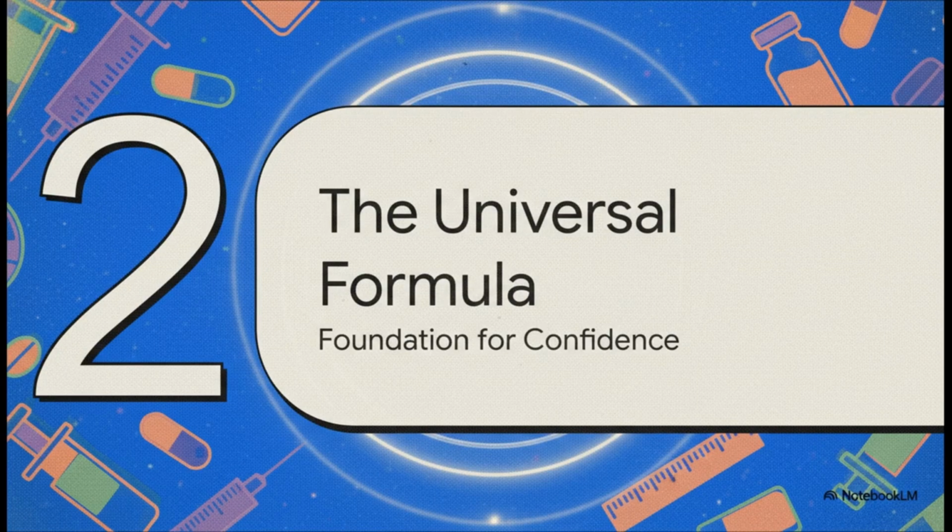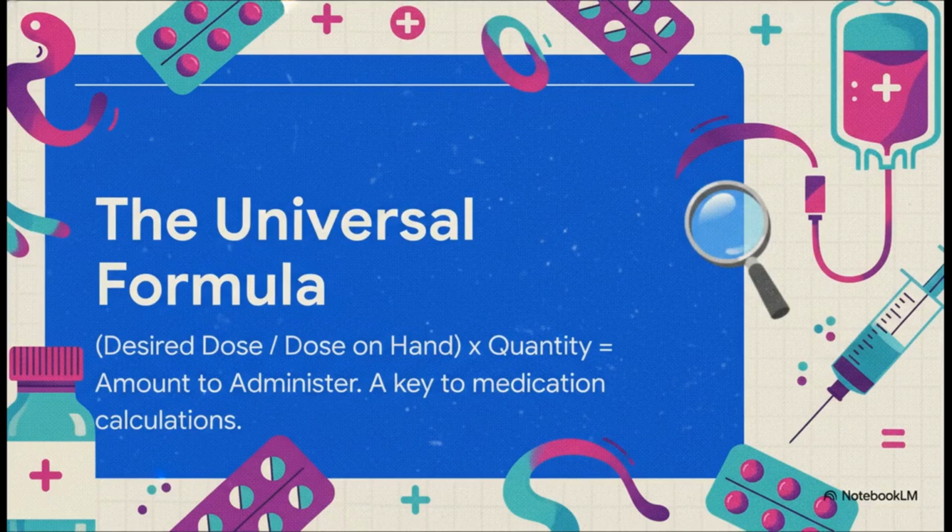Well, that brings us to section 2. Let's talk about a tool that is going to be your absolute foundation for confidence. And here it is. People often call it the desired over have formula. And honestly, it's the key that unlocks so many of these problems. Let's just break it down real quick.